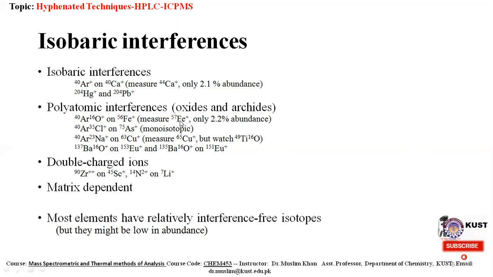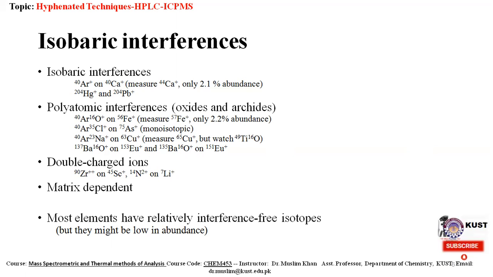Then we measure the isotope of iron having mass number 57, only 2.2%. So the problem again is that this isotope of iron is present in a very low amount. Similarly, while I was working on arsenic in my PhD project, arsenic is monoisotopic. Arsenic has only one isotope. Similarly, fluorine also has one isotope. So arsenic has one isotope, 75.